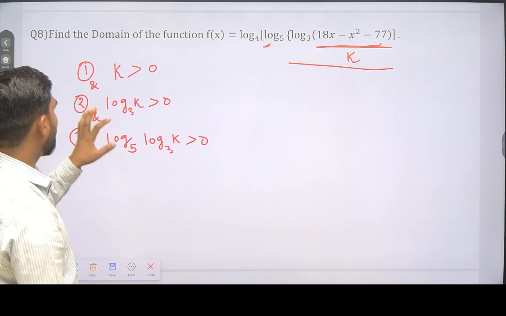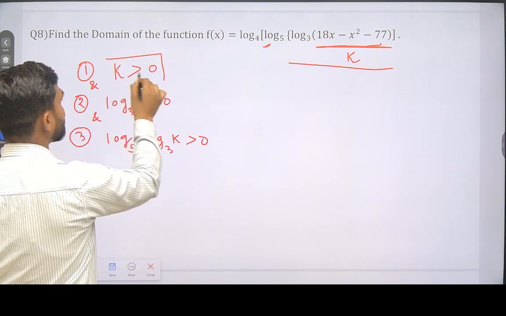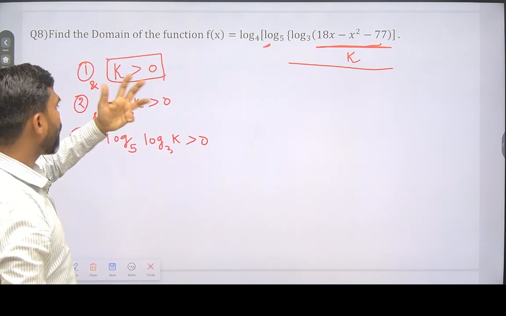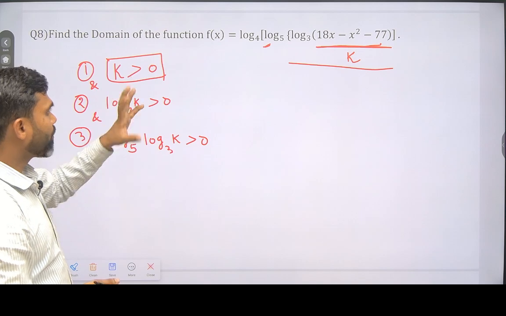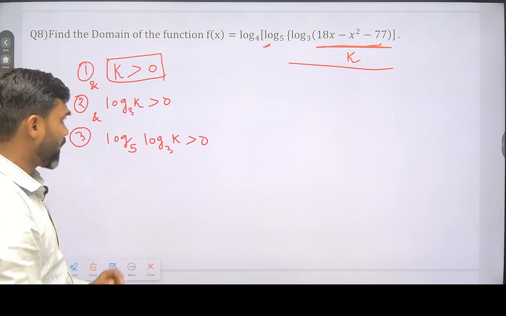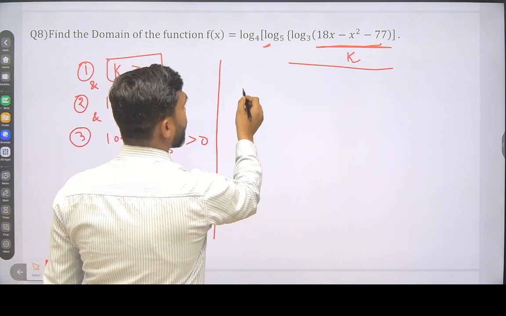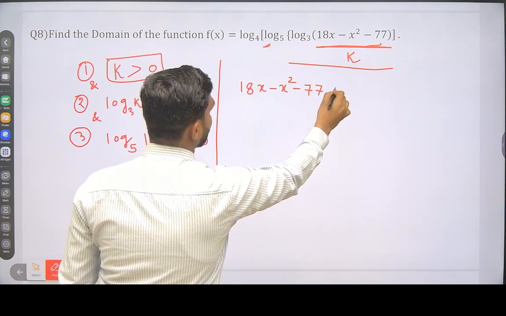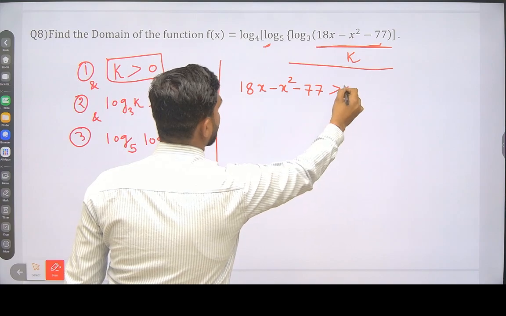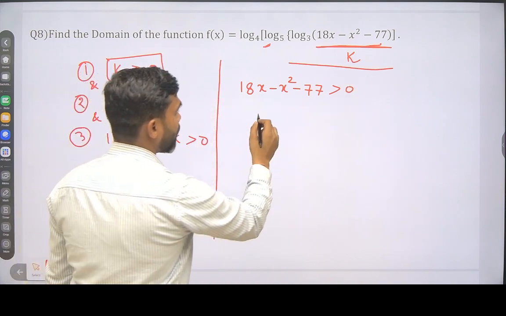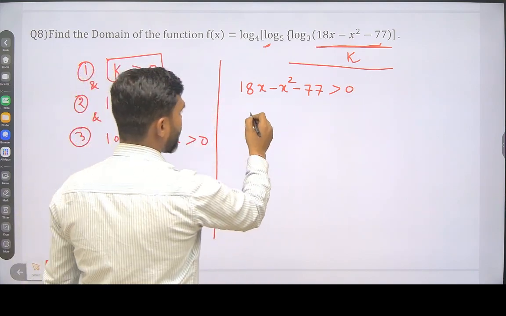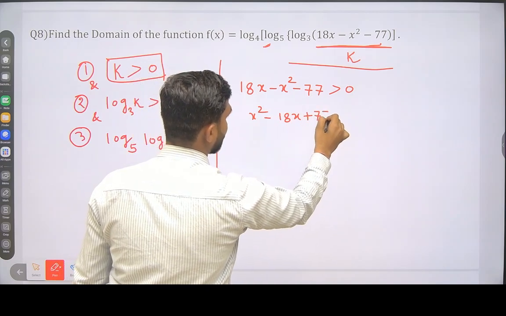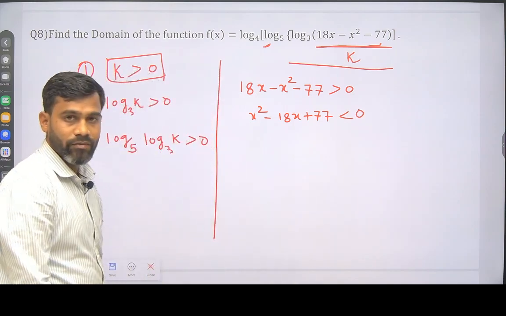So it may take a lot of time, right? But what you can do, if you solve this, I mean this should be greater than 0 for sure, right? So let us try to solve this. If you solve it, it may not be required to solve all the conditions. Let us check. So first of all, 18x minus x square minus 77 must be greater than 0. So just multiply it by minus sign. So what will we get? x square minus 18x plus 77, and the inequality gets reversed.